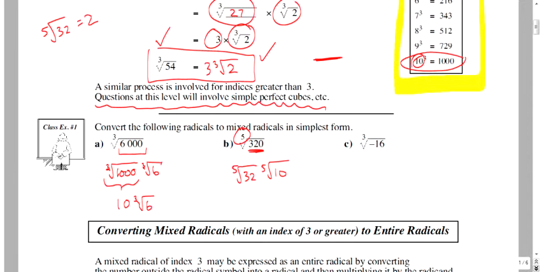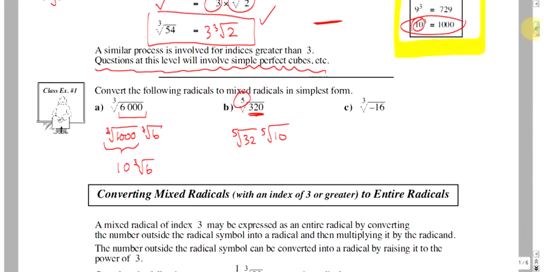That could be on the quiz. All we're doing is splitting up that entire radical into a product of radicals. And why did I do that? Because I know what this is. I know the 5th root of 32 is 2, times the 5th root of 10. Okay? I'm done. It's fully simplified. It's a mixed radical because I got a number out front, and it's in simplest form.